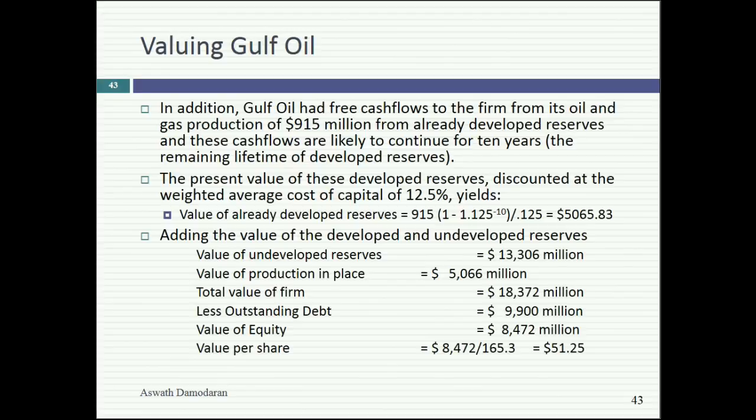Now, are any of you valuing oil companies or natural resource companies? Nobody? Okay. Do oil companies report on their undeveloped reserves, so we could do this with the undeveloped reserves?